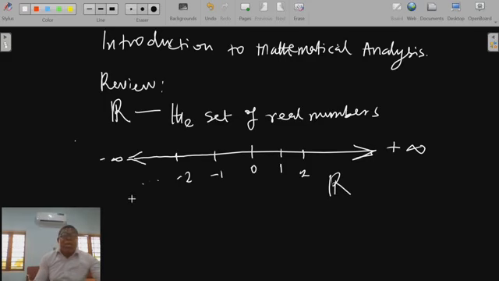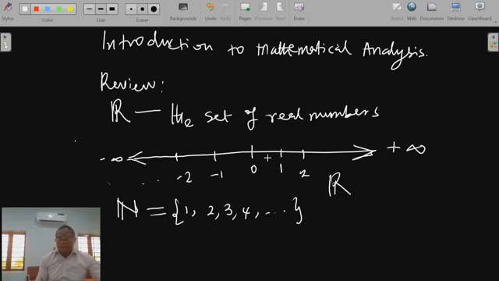And here, I would like us to recall the following important subsets of R, one of which is the set of natural numbers denoted by N. And this N is nothing but the set 1, 2, 3, 4, and so on. This is the set of natural numbers. If you look at this line, it will be as if to say the right side of 0 is the set of natural numbers.